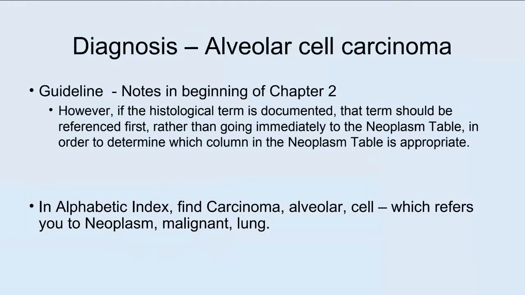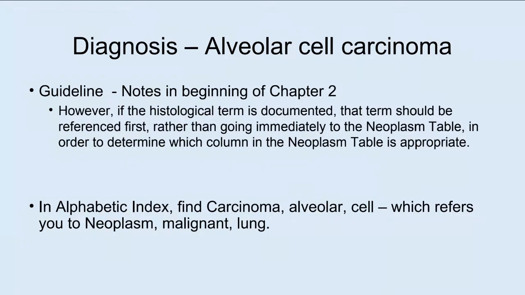Okay, so let's start with the diagnosis for alveolar cell carcinoma. Remember that in the beginning of the op report, it said suspected, but at the end it says confirmed pathology. So you know that this is confirmed. So what guidelines do we need for this? In the beginning of chapter 2, it says if the histological term is documented, that term should be referenced first rather than going immediately to the neoplasm table in order to determine which column in the neoplasm table is appropriate.